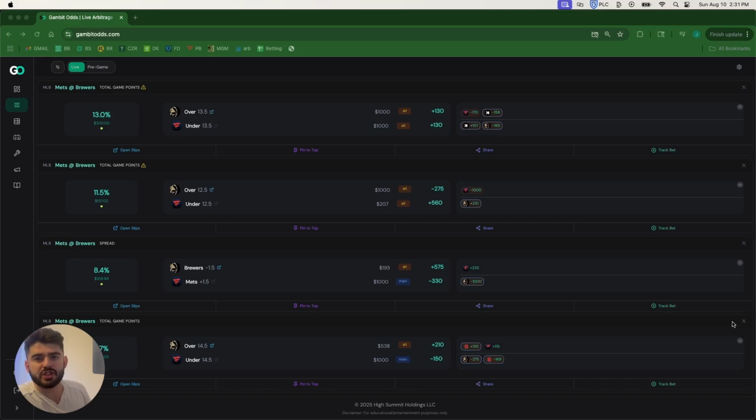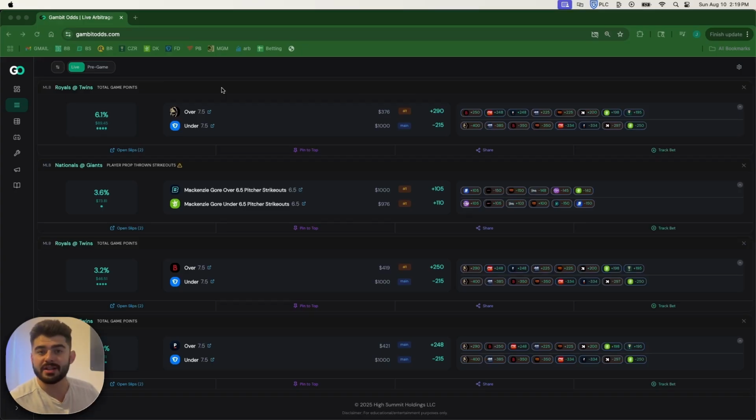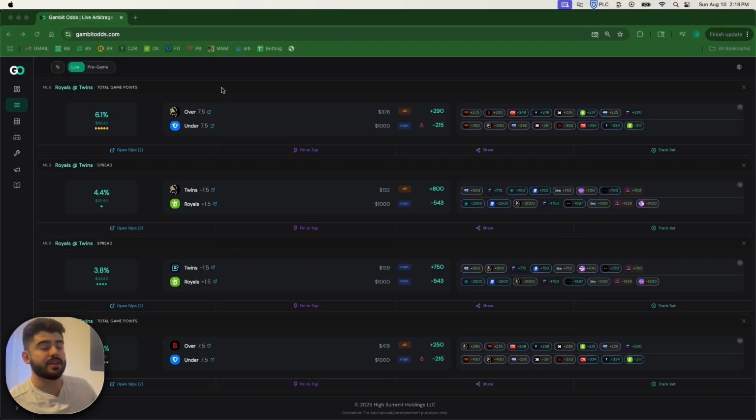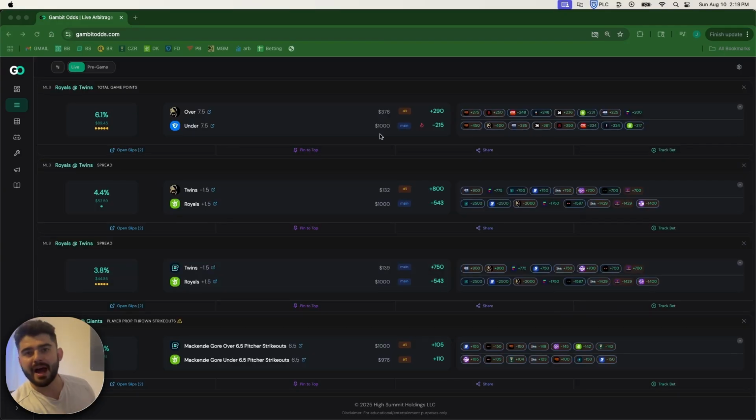Let's talk about a few different strategies that you can use when you're doing arbitrage. The first one is the most standard. It's having even payouts on both sides. This is the way that Gambit Odds is automatically set up for. We do the math for you here.